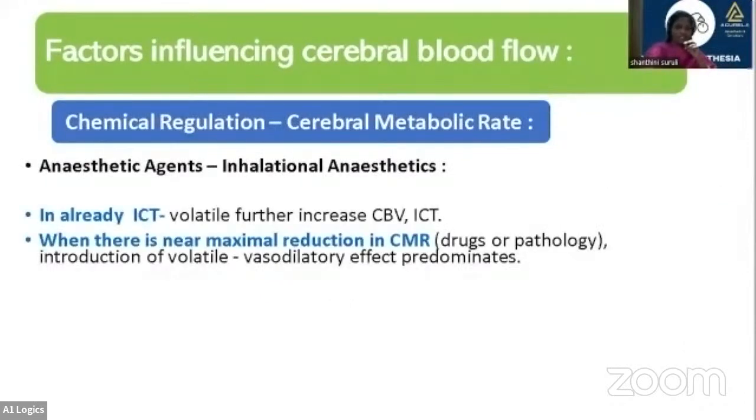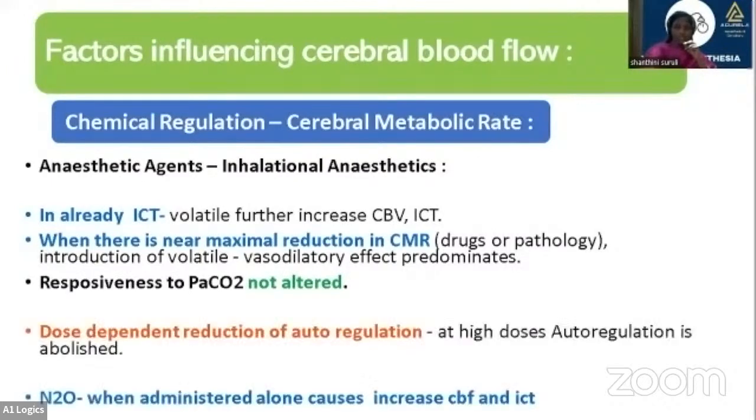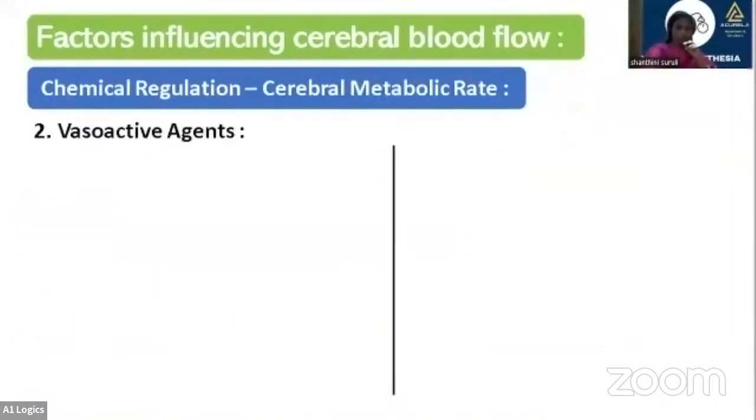But in a setting such as when there is already raised intracranial tension, or when the cerebral metabolic rate is in a near maximal reduction state using drugs, or in a case of any neuropathology, when you introduce volatile agents, their vasodilatory effects predominate. With inhalation agents, the responsiveness to PaCO2 is not altered, but there is dose-dependent reduction of autoregulation, and at higher doses, autoregulation is abolished. Nitrous oxide, when administered alone, causes an increase in cerebral blood flow and intracranial tension, while when used with other inhalation agents, there is no effect on cerebral blood flow.